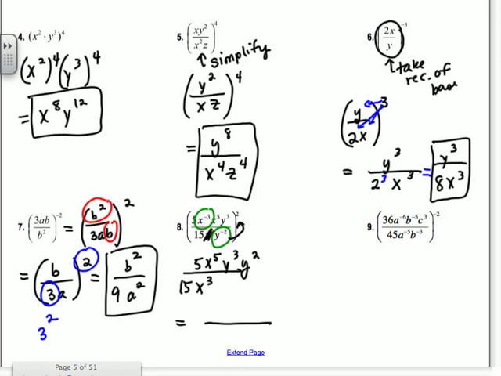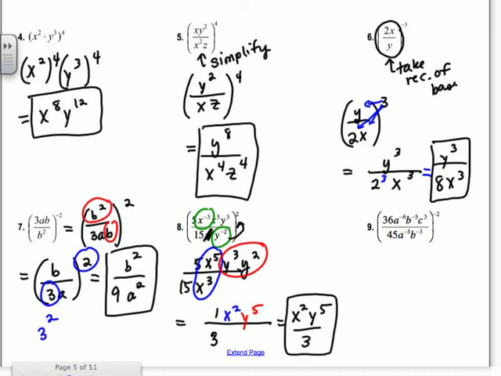Like we said, 5 and 15 cancel and become 1 over 3. Now I'd have x squared and y to the 5th. So you should end up with x squared y to the 5th all over 3. That should be your answer. Okay, how many of you guys got that? It's a hard one.